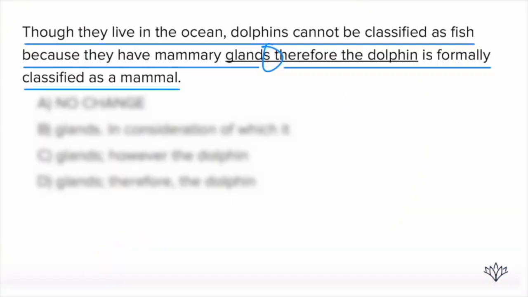So what do we need? A semicolon. And where do we place it? We place it at the end of the first independent clause to create that pause. "Though they live in the ocean, dolphins cannot be classified as fish because they have mammary glands;" semicolon. "Therefore, the dolphin is formally classified as a mammal." What would also be helpful is a comma after "therefore" to create that pause.